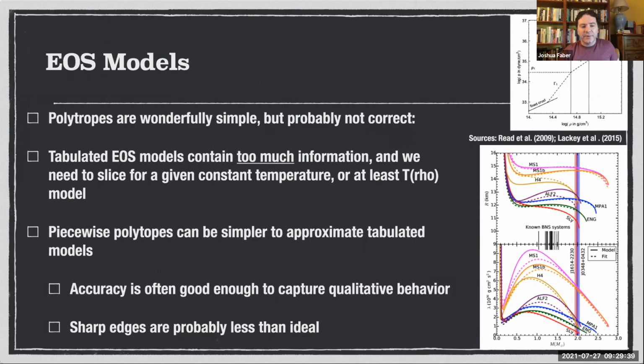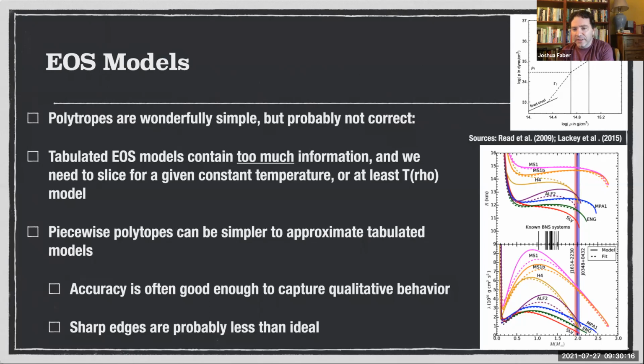As an intermediate ground, piecewise polytropes are often much simpler to use to approximate tabulated equations of state. You basically get a situation like you see in the upper right here, where for pressure as a function of density, you just assume that it follows one power law model until a transition point where it follows a different power law index, and you impose a number of transitions throughout.